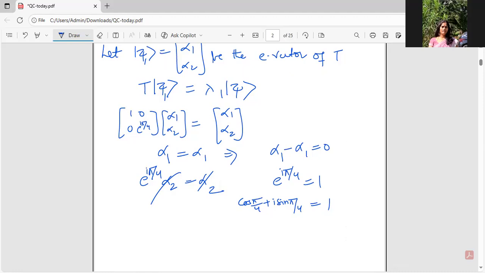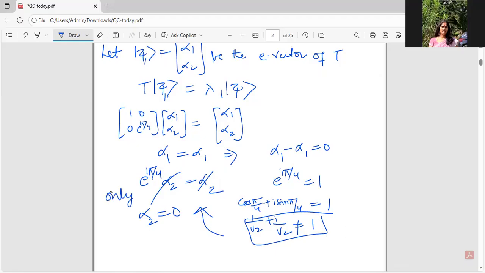Can this be equal? It is not equal. See, cos pi by 4 is 1 by root 2, plus I by root 2. A complex number can never be equal to a real number. Hence, what should I say here clearly is, LHS would be equal to RHS only if alpha 2 is equal to 0. So, I can clearly see that in ket xi, alpha 2 is 0. Nothing about alpha 1 is derived.